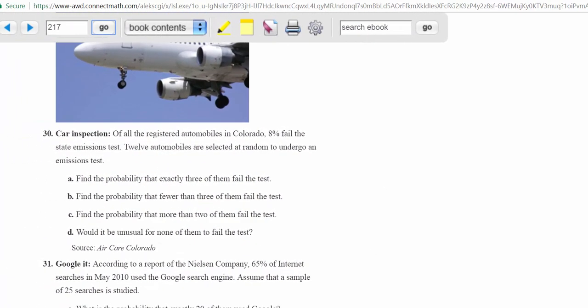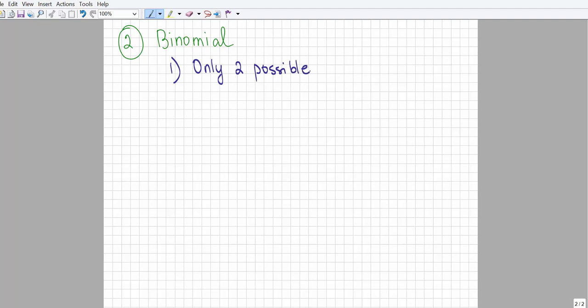All right, car inspections. Of all the registered automobiles in Colorado, 8% fail the state emissions test. Okay, and 12 of the cars are selected at random to undergo an emission test. All right, so binomial distribution. None of these problems will actually tell you, oh, by the way, this is a binomial. How do we know that this is the one that we need to be using? Well, there's a couple of things that we need to remember here. Let's see, the outcome. Only 2 possible outcomes of a single experiment.